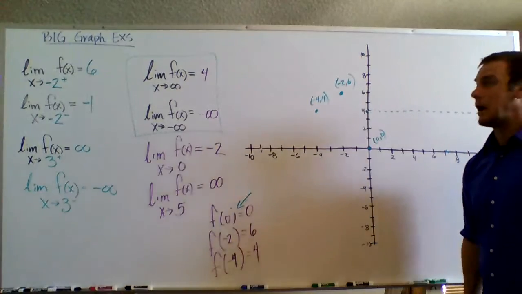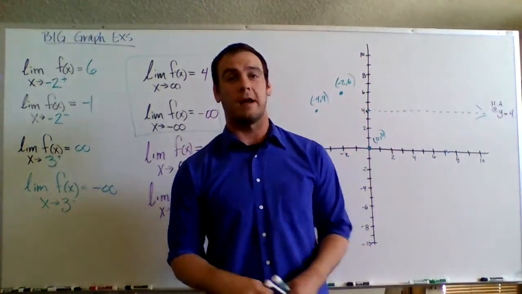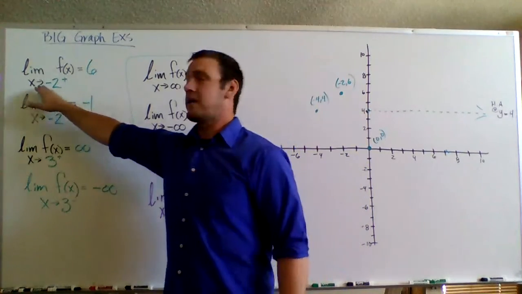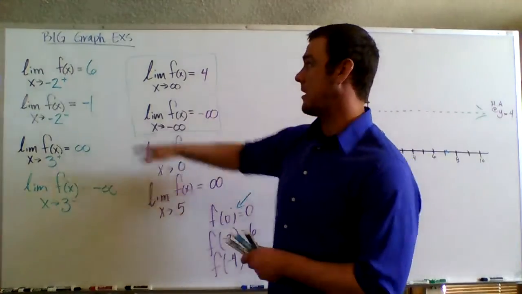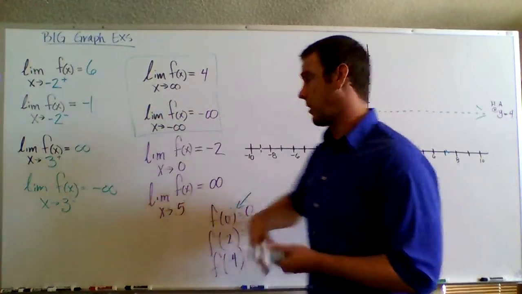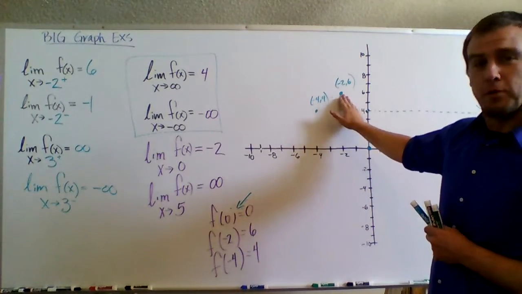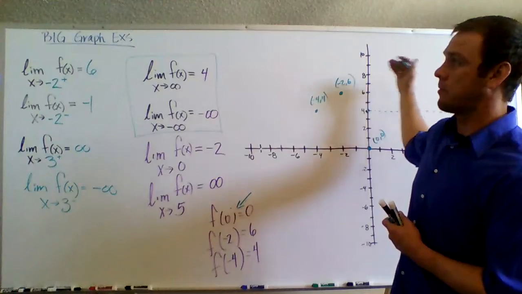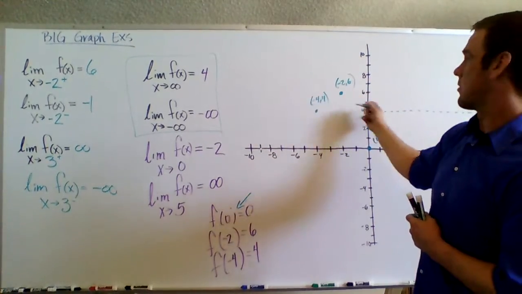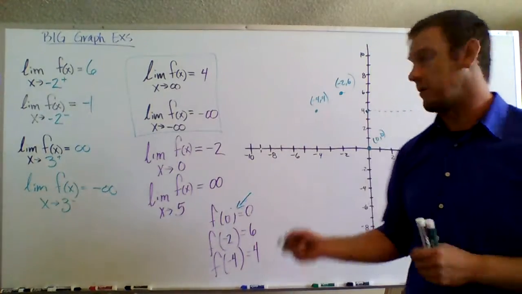Sweet. Alright, so we got these guys taken care of now. We have a whole bunch of limits to talk about. As x approaches negative 2 from the right, y is getting closer and closer to 6. So let's look at negative 2. Okay, we already have a point here at negative 2, 6. So as we approach it from the right, we're going to be getting closer and closer to that value. So I'm just going to draw a little line coming out of it from the right.